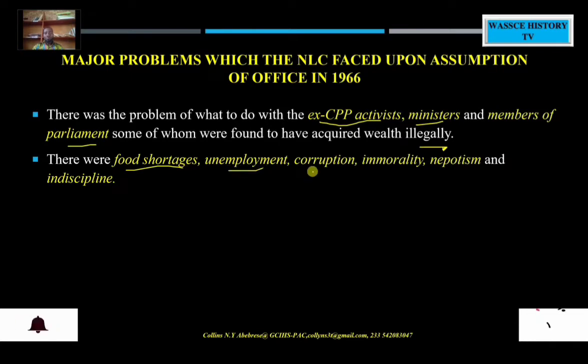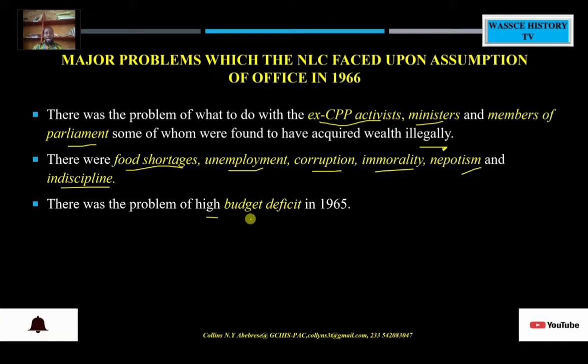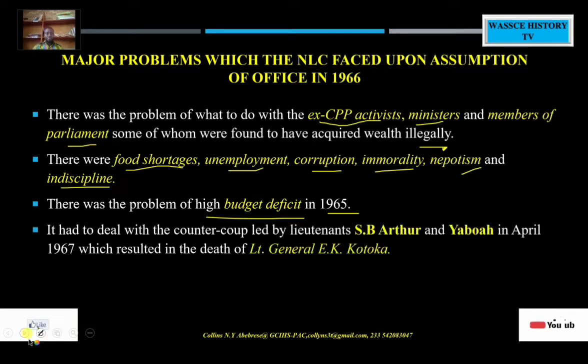take them somewhere. The other problems were that there were also food shortages, unemployment, corruption, immorality, nepotism, and indiscipline in the country. Food shortages: basic items like milk and coal were not available, and most of these problems are still here with us. The next one was that there was a high budget deficit in 1965. The country had run out of money and therefore could not finance its budget. And so there was a budget deficit, and the question was how to get money to make up for that.